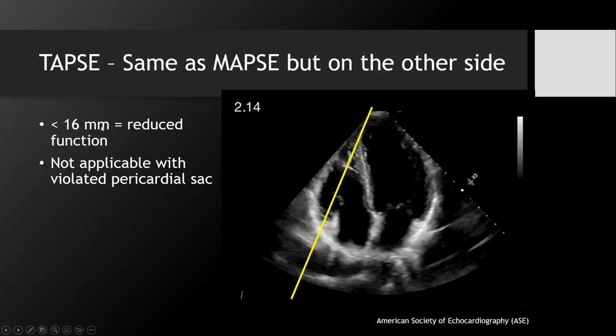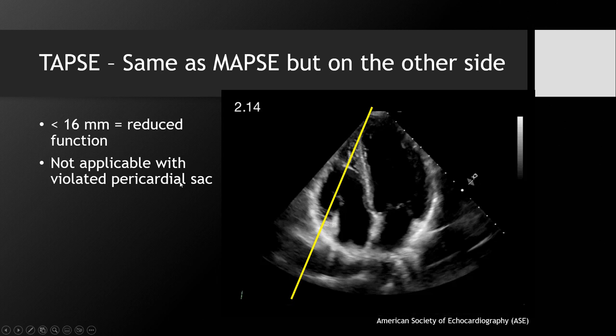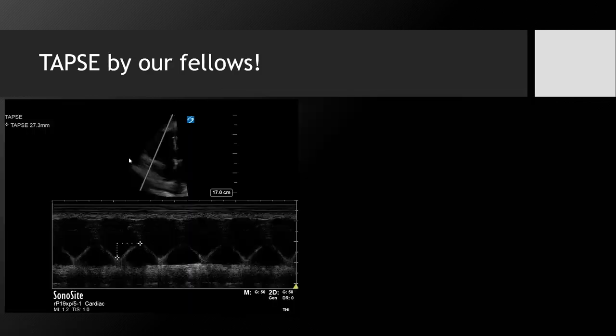Abnormal is less than 16. Normal is really in the low 20s, but anything up until 17 is still considered above the lower limit of normal. Once you get below 16, that suggests that you have impaired function, that the RV is not doing its longitudinal motion that it should be. And I'm also just reminded here to tell you that if you have a violated pericardial sac, someone had a pericardiotomy, you'll not be able to use the TAPSE. It's not been validated for that patient population. So a lot of patients in the heart center, you won't be able to use your TAPSE.